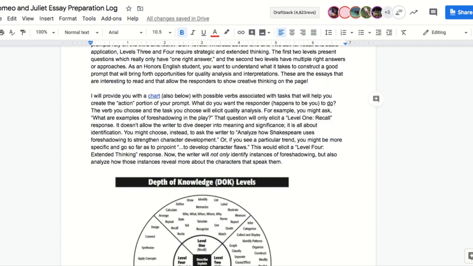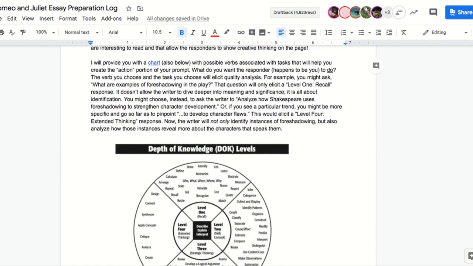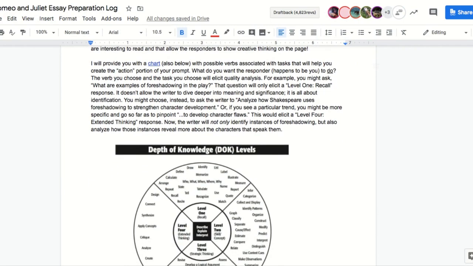So I think it's a great skill for you to understand what goes into creating a prompt, so that you can understand the pieces involved, and then you can better answer them and make sure that your response is hitting all of those pieces. Because most of the time, prompts have not just one layer to them. So I'm providing you with this chart. It's just the depth of knowledge chart, and it just gives you a lot of verbs that are associated with tasks and that will kind of give you the action portion of your prompt.